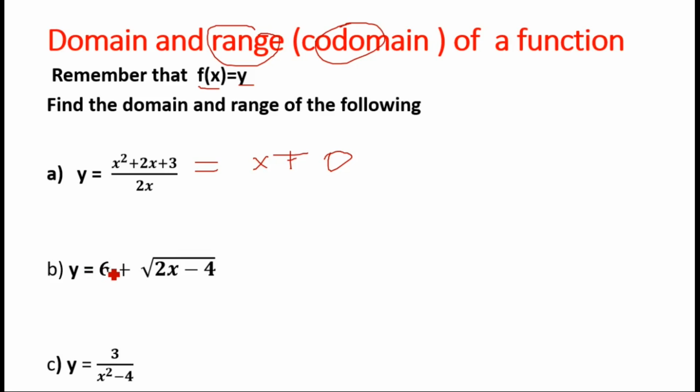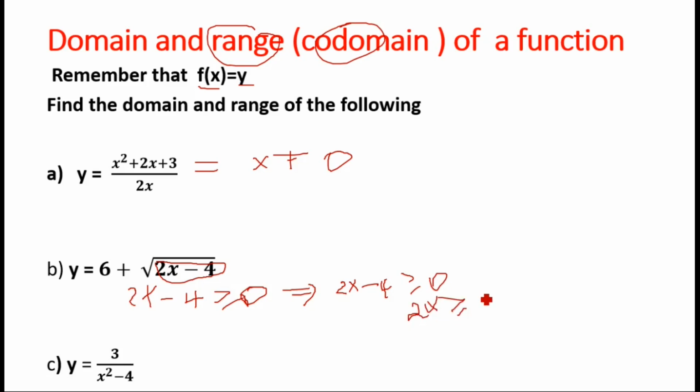What about this one? y equals 6 plus the square root of 2x minus 4. This means 2x minus 4 should always be greater than or equal to 0, because the expression inside the square root should not be negative. So 2x minus 4 is greater than or equal to 0. 2x is greater than or equal to 4. If you divide both sides by 2, you will get x is greater than or equal to 2.